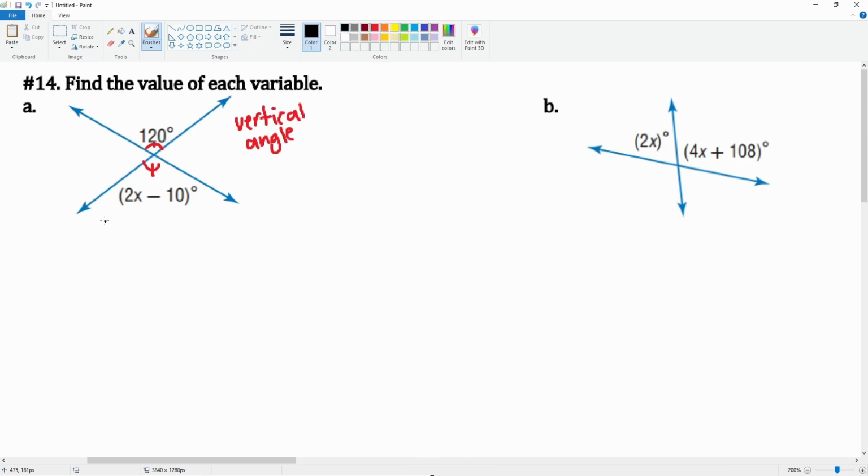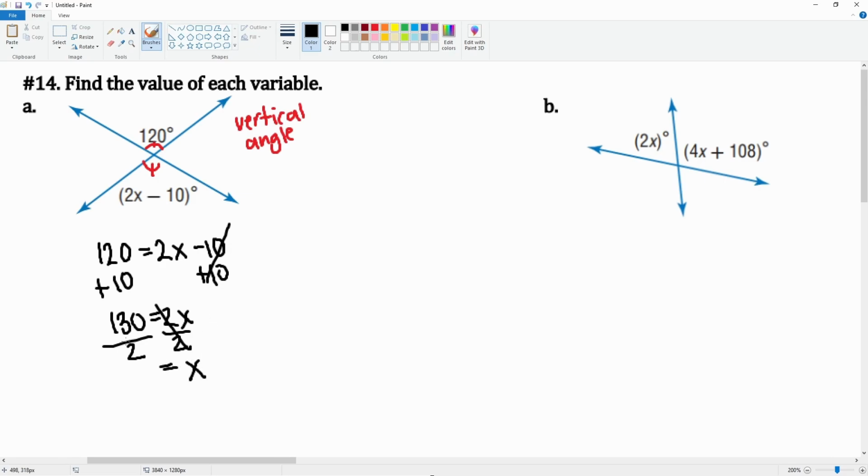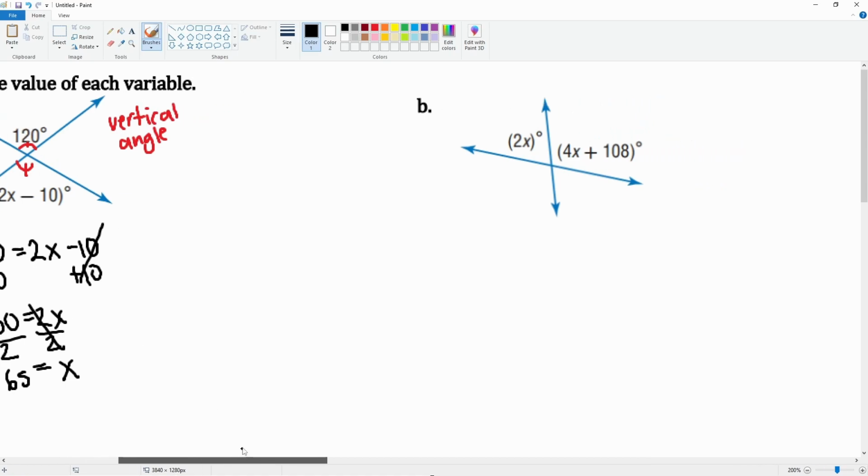I can set up this equation: 120 degrees, this angle, has to be congruent to the other angle, 2x minus 10. If I can solve for the x value, that would give me my answer. So 120 plus 10, because I added 10 to both sides, is 130, which is equal to 2x. Divide by 2 on both sides. The right side cancels, leaving just an x. This is 130 divided by 2, which gets me 65. So x is 65. That is the value of the variable.